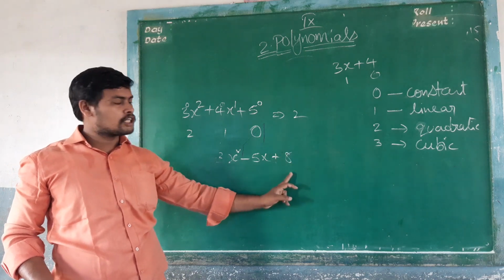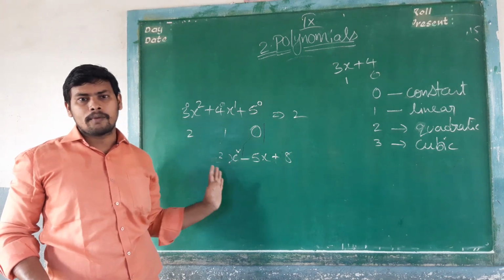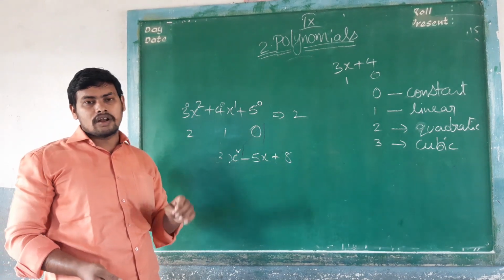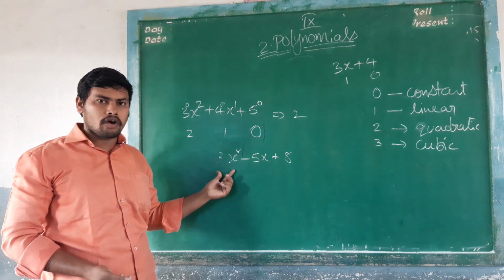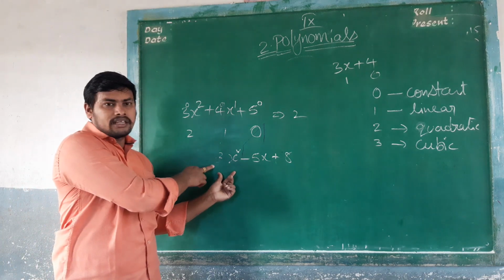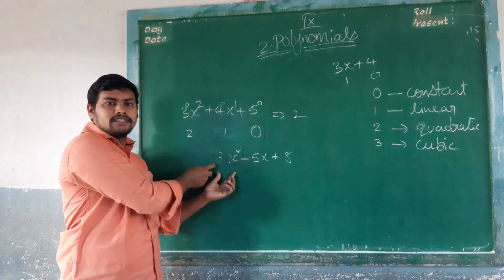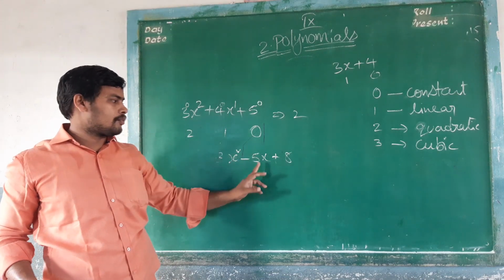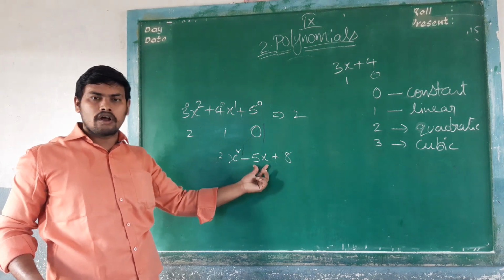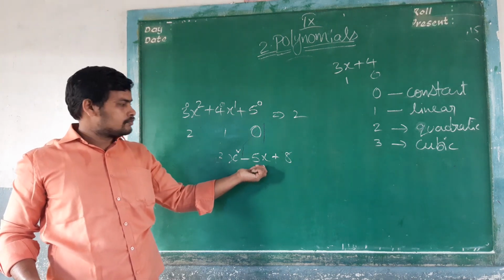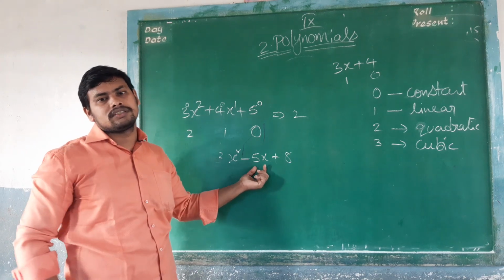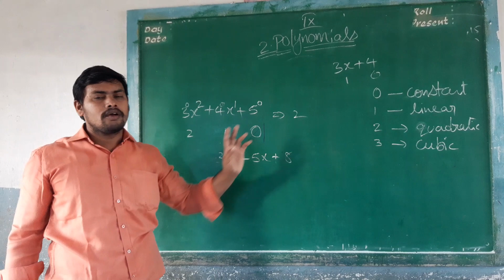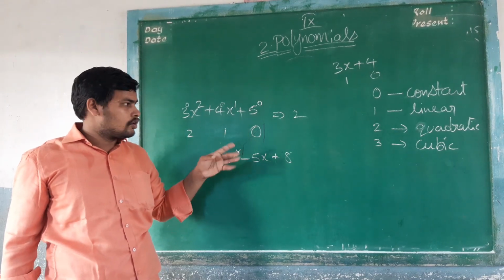What is the constant term among these three terms? 8 is the constant term. A constant term is one that does not include any variable. Of course 3 is a constant number, but here it is included with the x square. That's why it is not a constant term. 8 is the constant term. So 5x is not a constant term, it is a single term. These are the best examples for quadratic polynomial and degrees and coefficients.